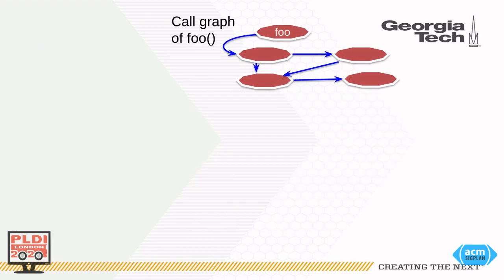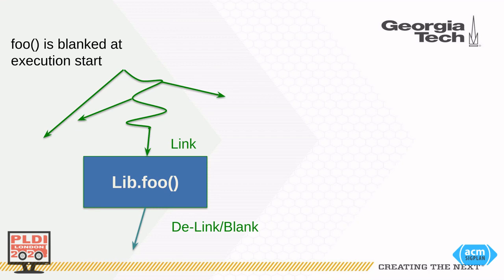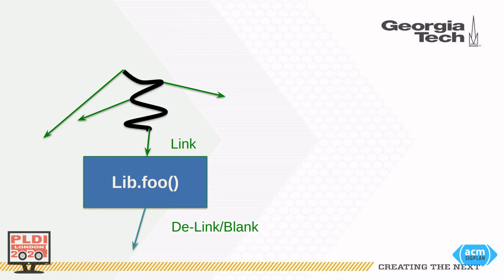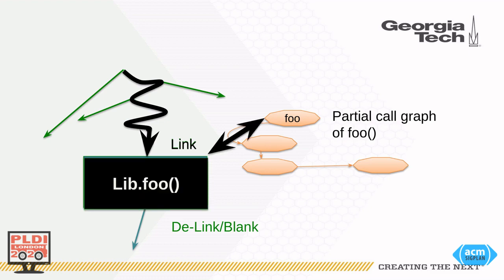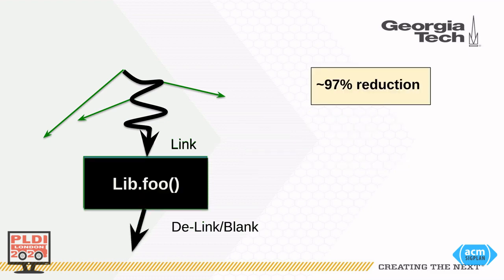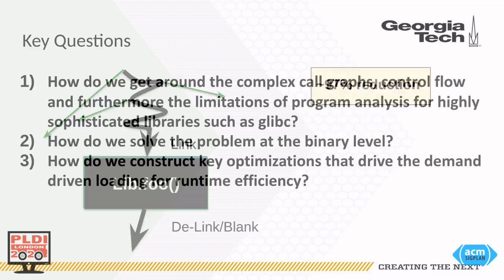Here's how it works. Imagine function foo and its callees, blanket at program start, execute. Now the program may need to call foo, so we link it plus the functions we expect it to call. It executes, then we blanket again. This gets about 97% attack surface code reduction.